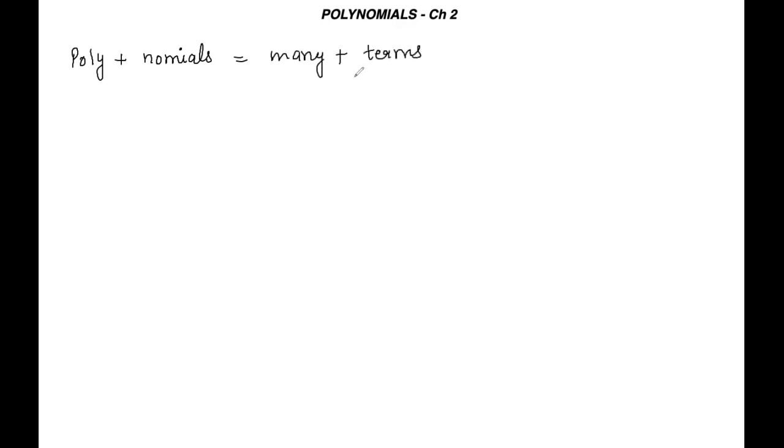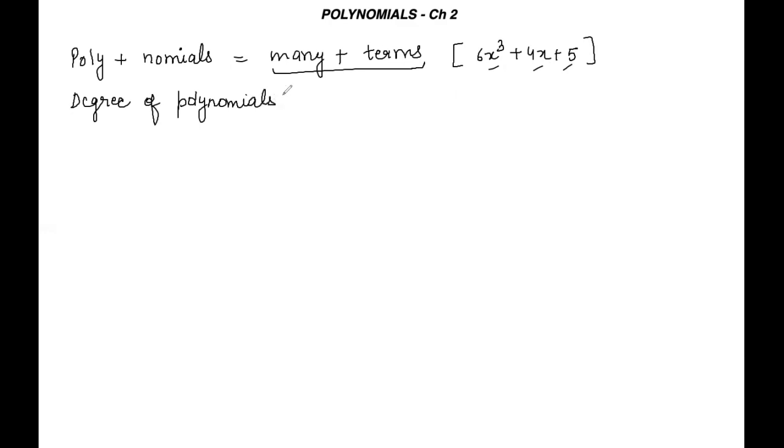So any algebraic expression that has many terms in it will be a polynomial. For example, 6x cubed plus 4x plus 5. Now this is an algebraic expression and here we have three terms in the algebraic expression. Therefore, this will be a polynomial. Now let us look at the degree of a polynomial. So the basics of polynomials are already covered in class 9. So now we will look at the degree of polynomial.